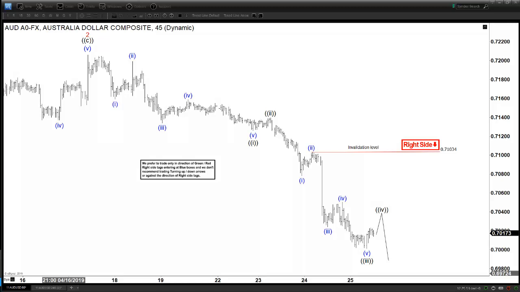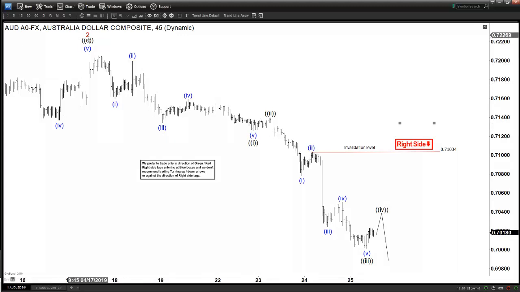Thursday, April 25th, 2019, and the time is 4:30 a.m. GMT. Today we will be looking at the Aussie dollar. This is the 45-minute chart. We can see right here the pair declines in an impulsive manner.